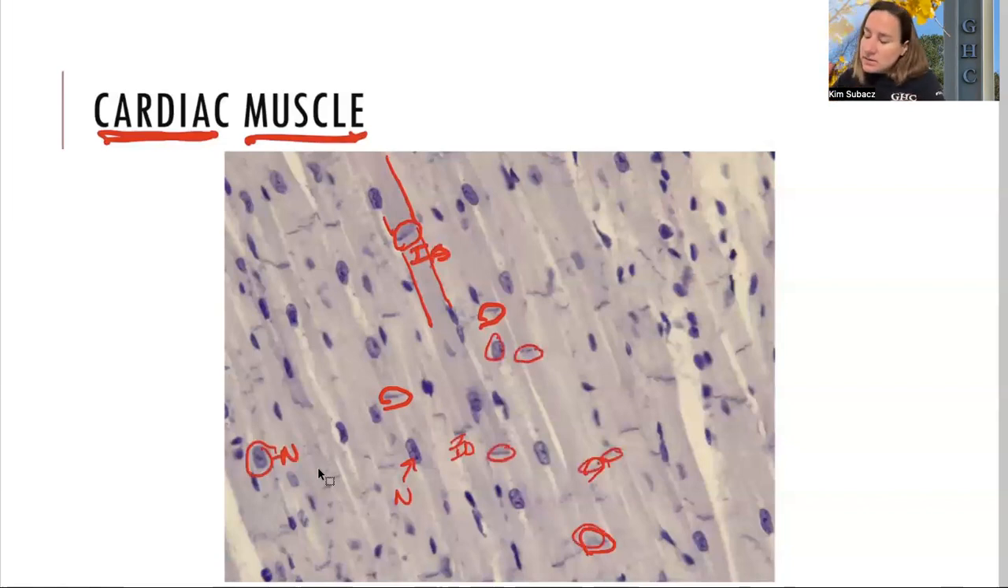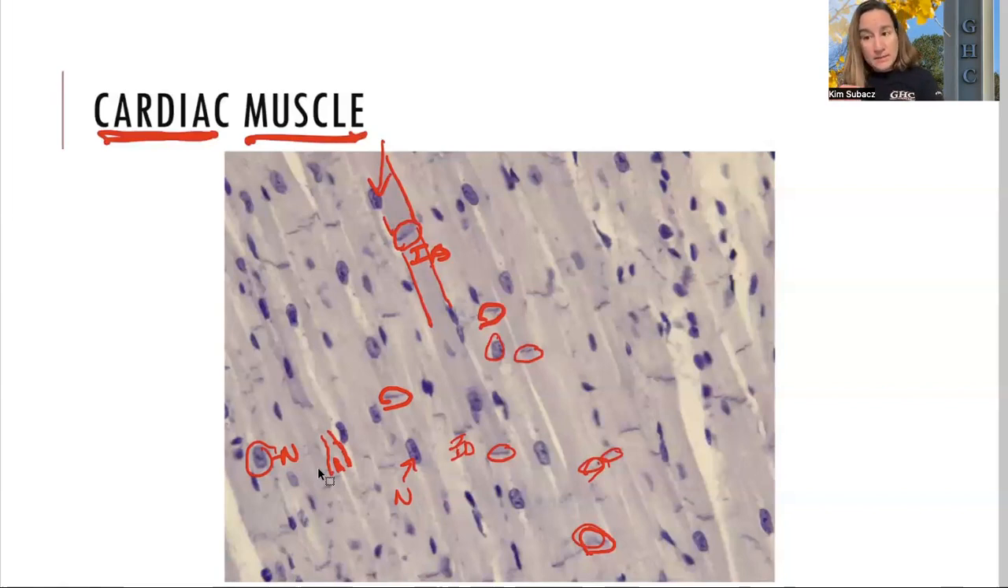So these are very long cells. They have intercalated discs, and occasionally you will note that they branch. So here's one that is branching, comes along and he splits. So these guys can branch. They have intercalated discs. They have a nucleus. They are uninucleate instead of the skeletal muscle, what we saw before, that had multiple nuclei in there. These guys just have one. So just one nucleus per cell, uninucleate, branching.